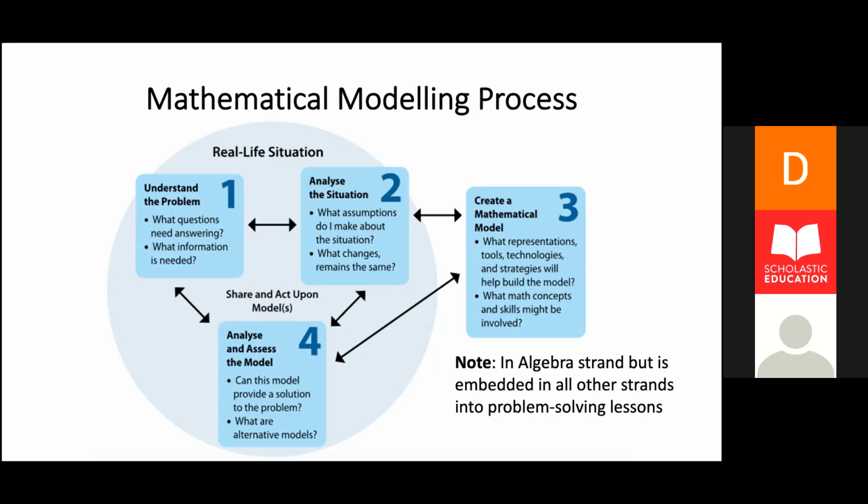You take them back to analyzing the situation, or you take them back to the problem to make sure they understand it. Once you've done all of this, then you're going to analyze and assess the model. Can this model be applied to another situation? If I was to do it, how would I change it? So it's very iterative in nature. You'll notice again that it's in the algebra strand, but it would really be in all of the other strands.